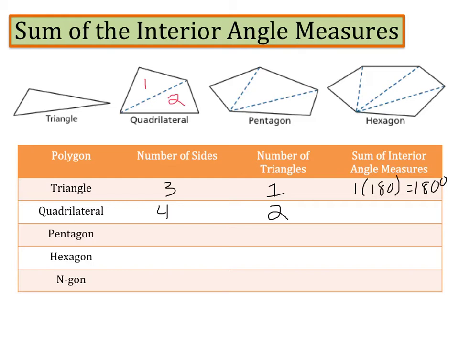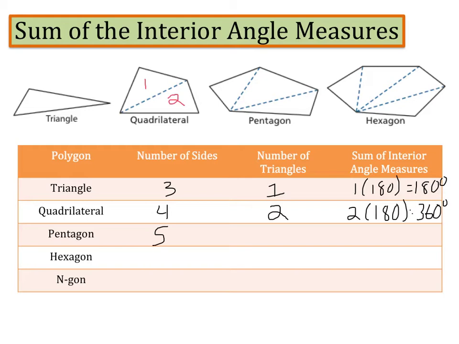So to find the sum of the interior angle measures of a quadrilateral, we just multiply the number of triangles times 180. And we get 360. So the sum of the interior angle measures of a quadrilateral is 360 degrees. Let's move on to the pentagon.